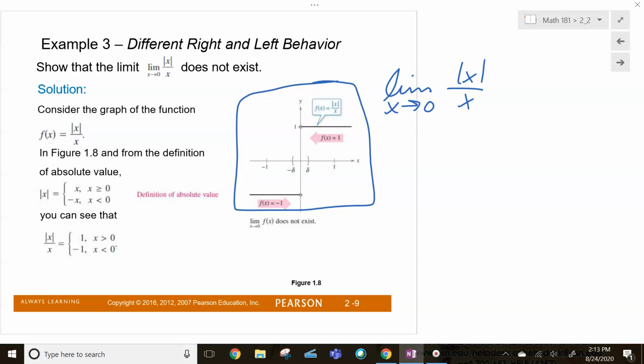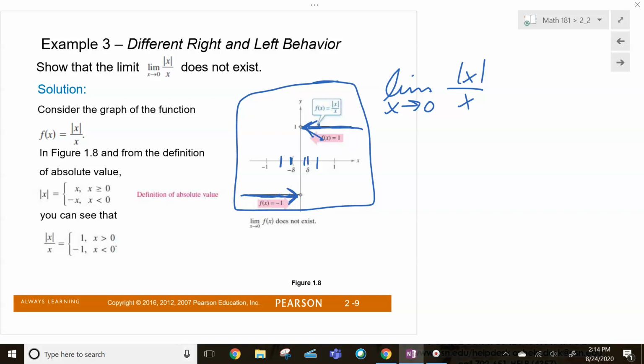Now notice, if I was to plug in points getting closer to 0 from the right, like I plug in a half, I'd get 1. If I plug in 0.25, I get 1. If I plug in 0.1, I get 1. Anyways, from the right, it's 1. As I approach 0 from the left, I plug in negative 0.5 and I get negative 1. As I plug in negative 0.25, I get negative 1. You notice as I approach 0 from the right, it's 1, but as I approach 0 from the left, my functional values are negative 1.